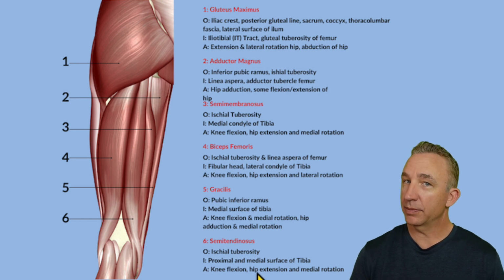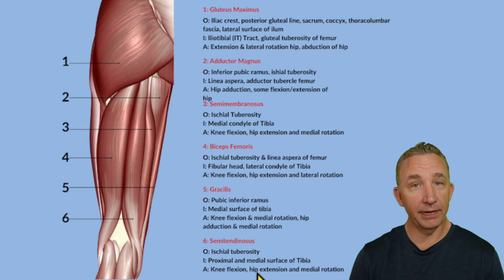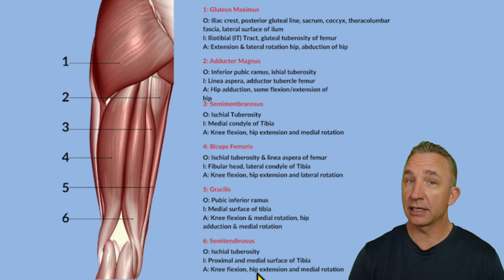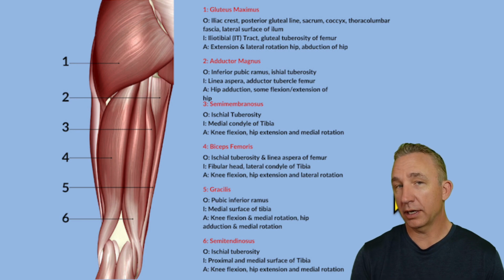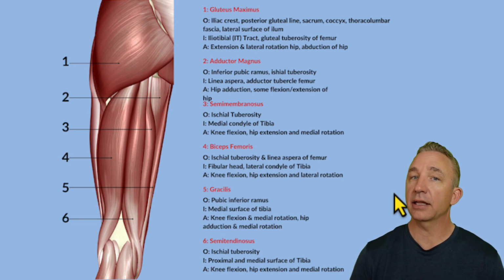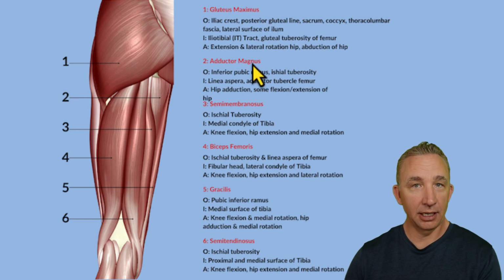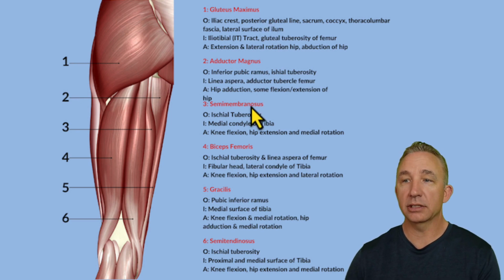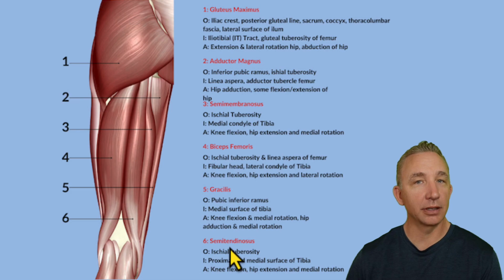So you can start to put some of these origins, insertions, and actions together and think about collectively the group of them, of the hamstrings, and how we organize them will have some of the same or similar origins and insertions. And then if we group them, they definitely have some of the same actions. So remember, as you go through these, try to think about where they attach and how that will help you with an action. In review: gluteus maximus, adductor magnus, semimembranosus, biceps femoris, gracilis, and semitendinosus. These are major superficial skeletal muscles on the posterior side, and we're looking at a left leg.